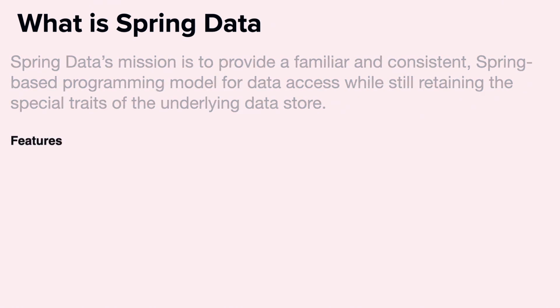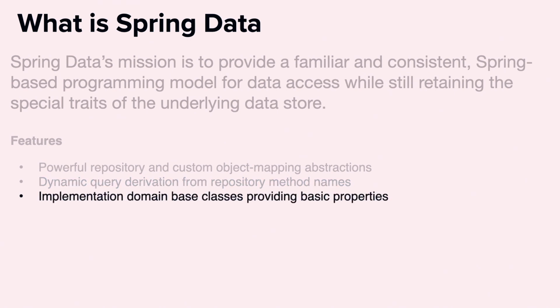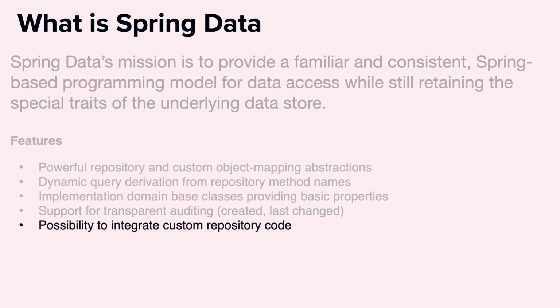So what is Spring Data? There are some features, we'll go through a couple of them, but being able to just provide dynamic query derivation using these things called repositories, we can basically create an interface in Spring Data, a repository, based on the types in your system, and we get access to a whole bunch of features, CRUD included. You can do this based on domains, support for transparent auditing. So, hey, when was this particular record written? Who changed it, et cetera. And then integrating custom repository code.